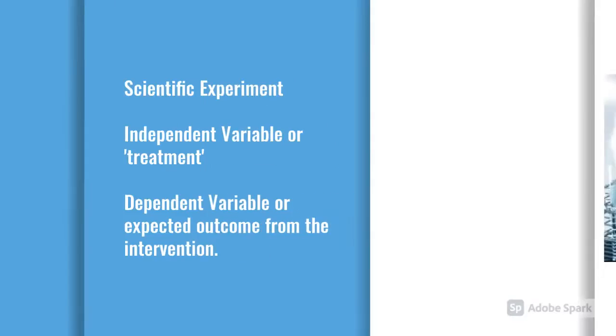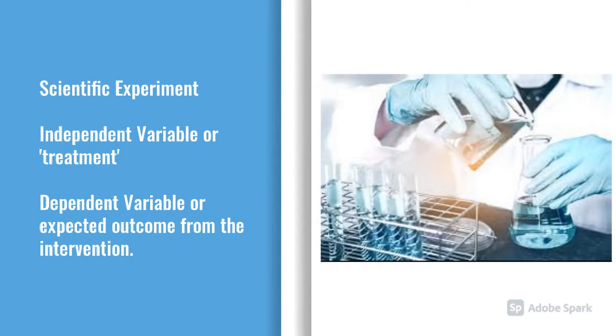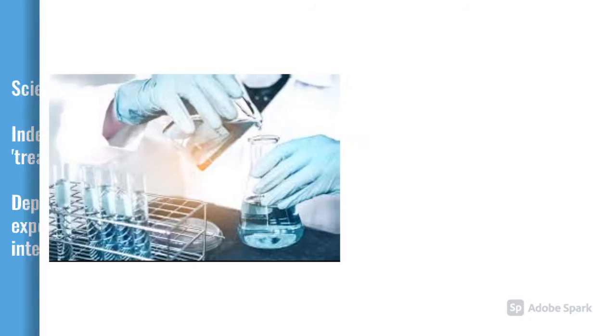Here we go. What you are about to witness is a scientific experiment, a true laboratory one. There will be an independent variable and a dependent variable. The independent variable is the intervention which is manipulated by the researcher. The dependent, the anticipated or expected outcome. In this case, the independent is baking soda added to vinegar, and the dependent outcome or expected outcome is a chemical reaction.